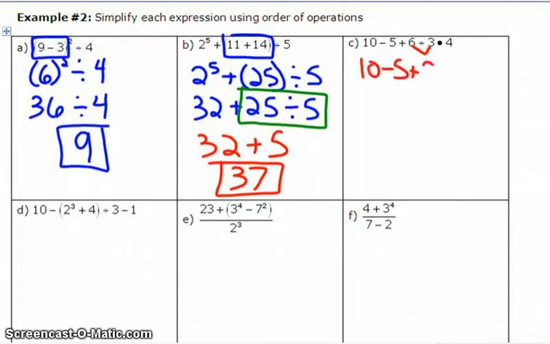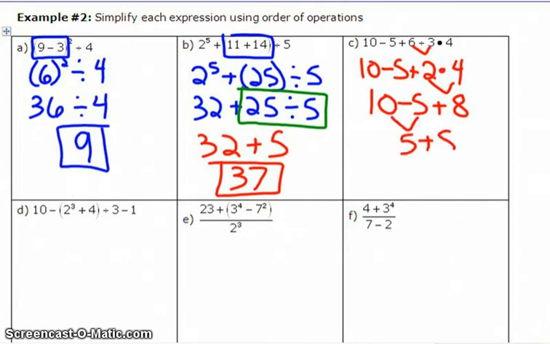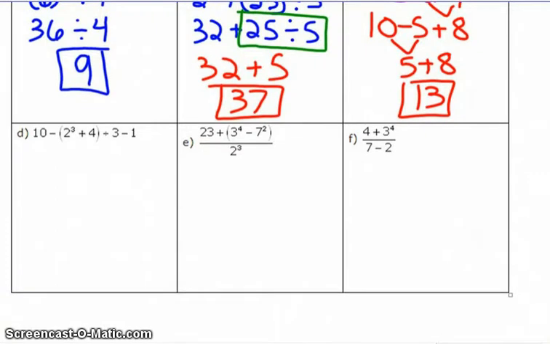So 6 divided by 3 is 2. Now I go to multiplication, because that is the next one. 2 times 4 is 8. Now all that's left is addition and subtraction. I can take 10 minus 5 first, because that comes first in the problem, and then do 5 plus 8, which is 13. Okay. D, I have parentheses, exponents, division, addition, and subtraction.